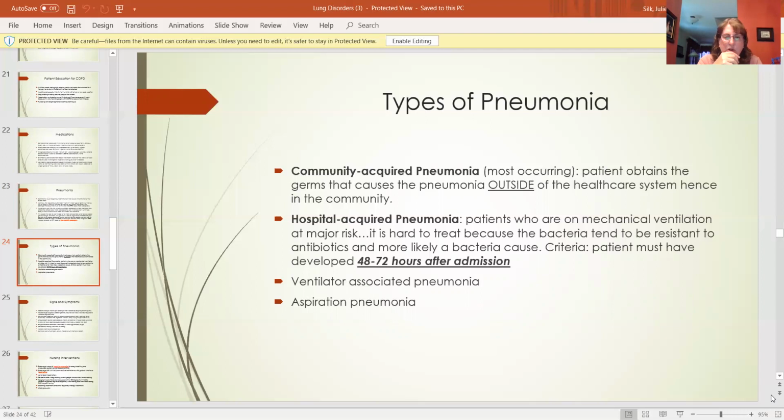And then aspiration pneumonia would be something that goes down the wrong pipe basically, and it gets into your lung. So sometimes people will aspirate food, and then sometimes it's vomit, and you name it.